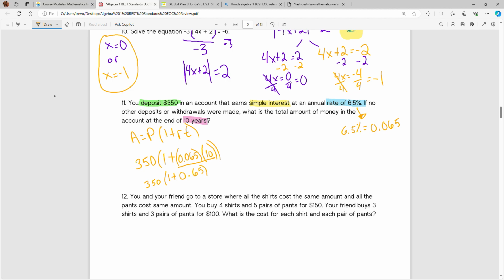0.65. And then you multiply 350 times 1.65. When you add that, it turns to 1.65. And on the calculator, we're going to get the value of that account is $577.50.